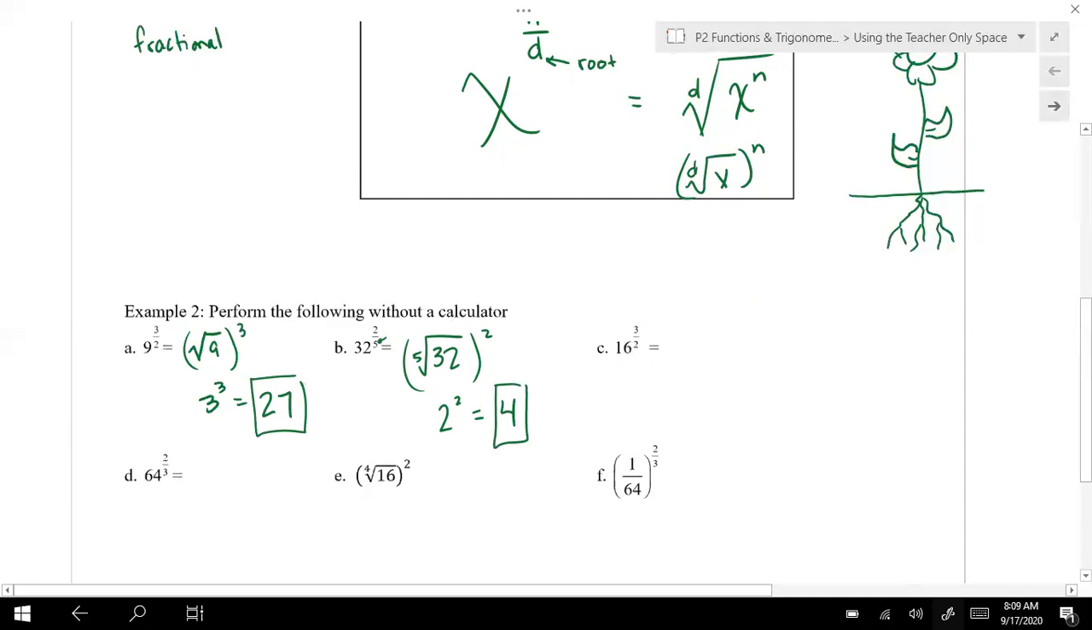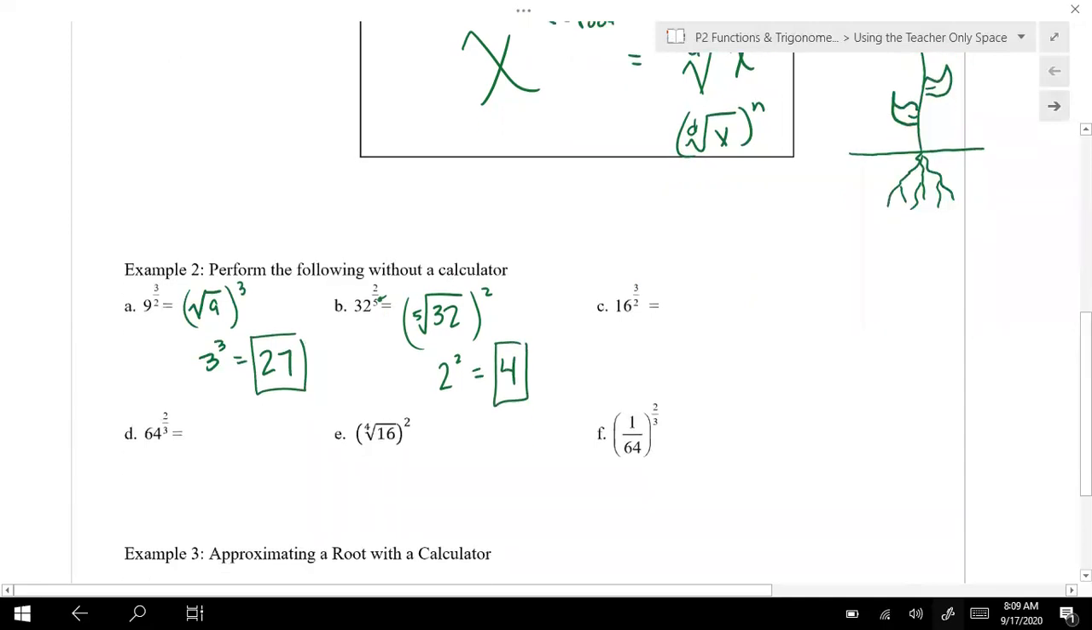We'll just do one more together, and then I'll have you guys practice a few of these in a minute. So 16 to the 3 halves. In my head now, I'm just going to say, okay, the root is 2, so I'm doing square root. Square root of 16 is 4. 4 cubed is 64. Okay, so just a little bit of practice with the mental math there.